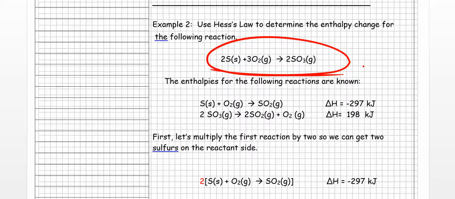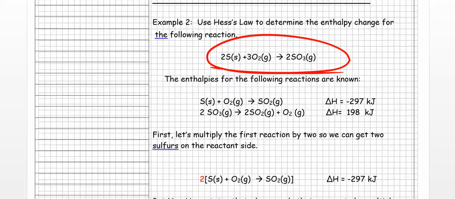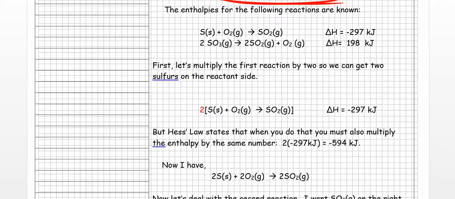But what Hess's law tells us is that we can manipulate these equations so that we can get to the overall reaction. So first let's multiply the first reaction by 2 so we can get 2 sulfurs on the reactant side. Notice in the main reaction there's 2 sulfurs on the reactant side, but on this first equation there's only 1 sulfur. So the first thing we're going to want to do is multiply that first reaction by 2, and there it is right there. So we're going to multiply it by 2.